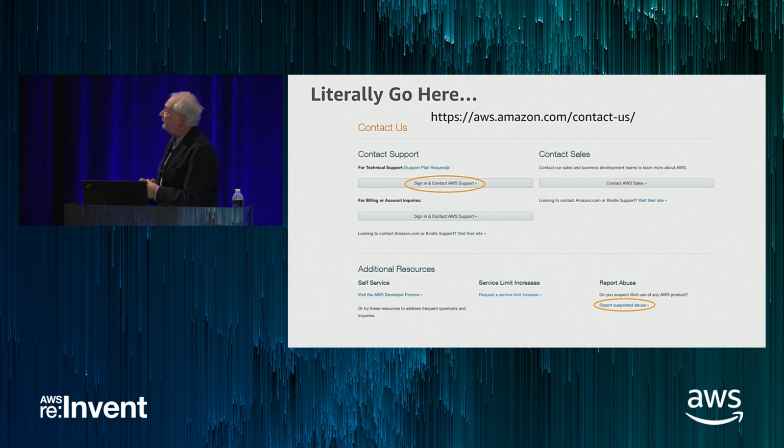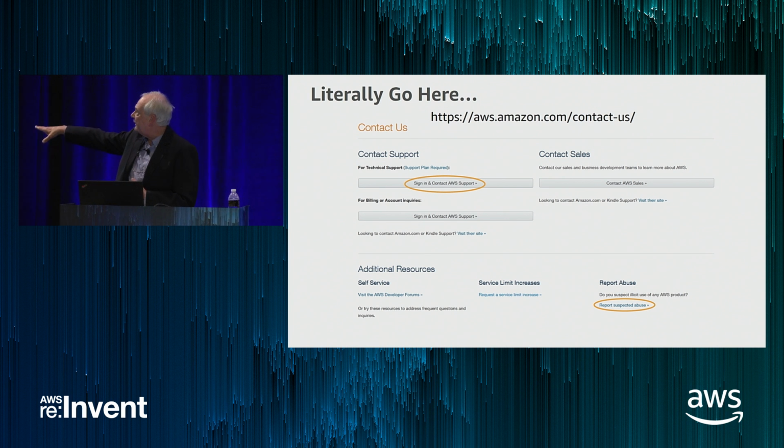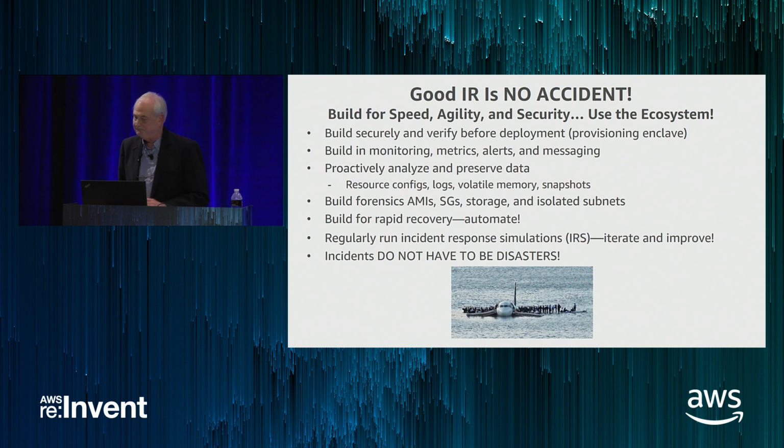So if you need to contact AWS, it's as simple as going to your web page, and there's literally a button on there that says, contact AWS support. That's all you need to do. That gets you immediately in touch with AWS, whether it's a security incident or anything else that you need to do to sign in for a ticket.